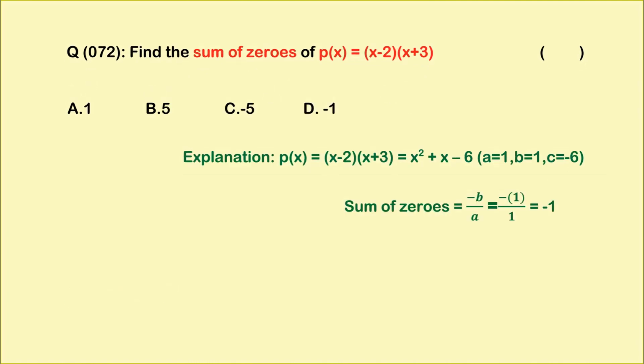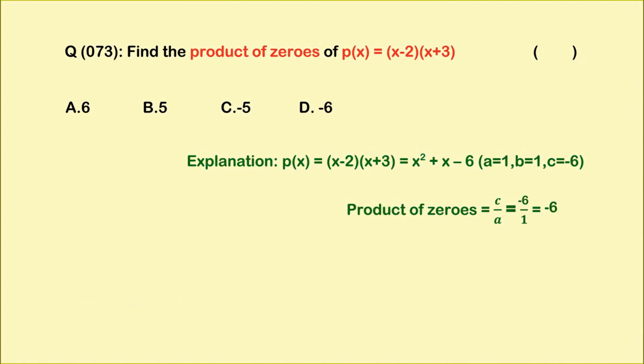Question number 72. Find the sum of the zeros of p of x is equal to x minus 2 into x plus 3. If you multiply x minus 2 into x plus 3, we will get x square plus x minus 6. Here comparing with the standard equation, a is equal to 1, b is equal to 1, c is equal to minus 6. So sum of the zeros is nothing but minus b by a. So we will get minus of 1 by 1, that is equal to minus 1. So the right answer is D.